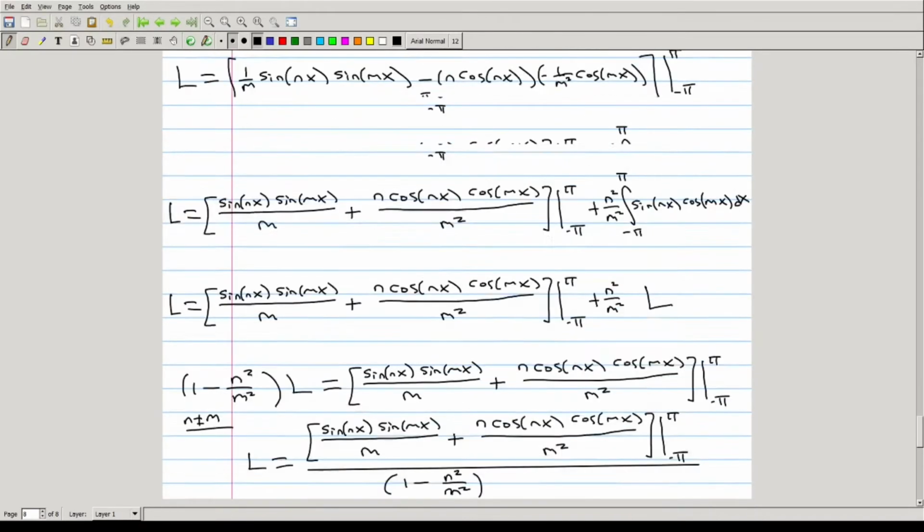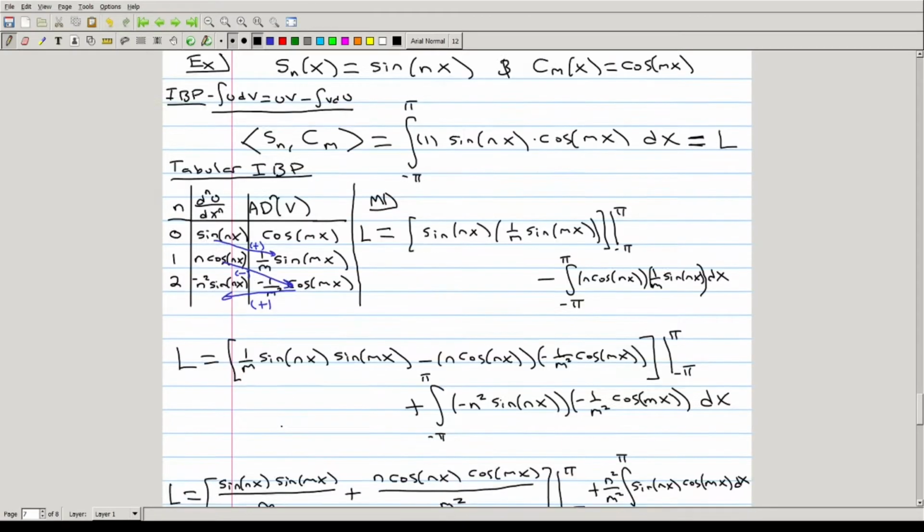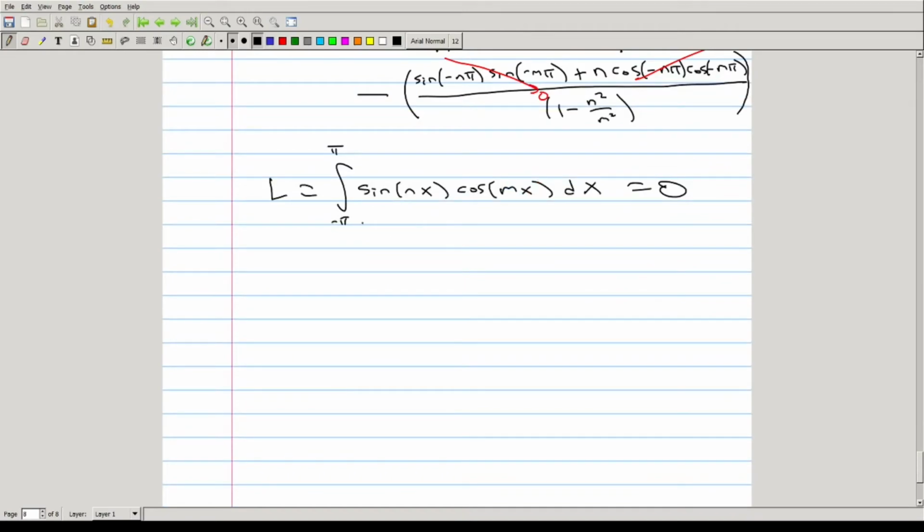Now, I've shown the long way of going through and exactly showing this relationship, so we'll call this method 1 of finding L. But a much easier way of doing this is using the fact that sine of nx is an odd function, and cosine of nx is an even function.